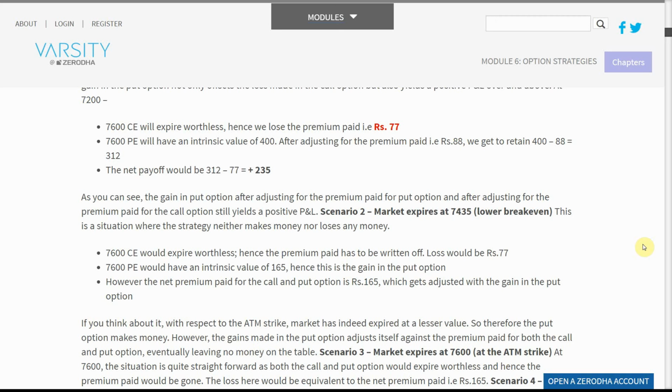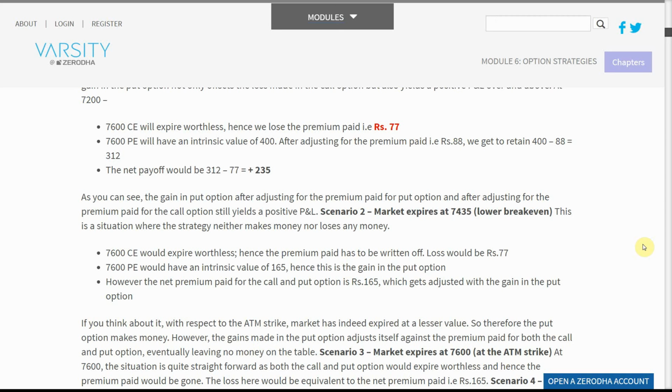Scenario 2: market expires at 7,435, lower break-even. This is a situation where the strategy neither makes money nor loses any money. 7600 CE would expire worthless. Hence the premium paid has to be written off. Loss would be 77 rupees. 7600 PE would have an intrinsic value of 165. Hence this is the gain in the put option.